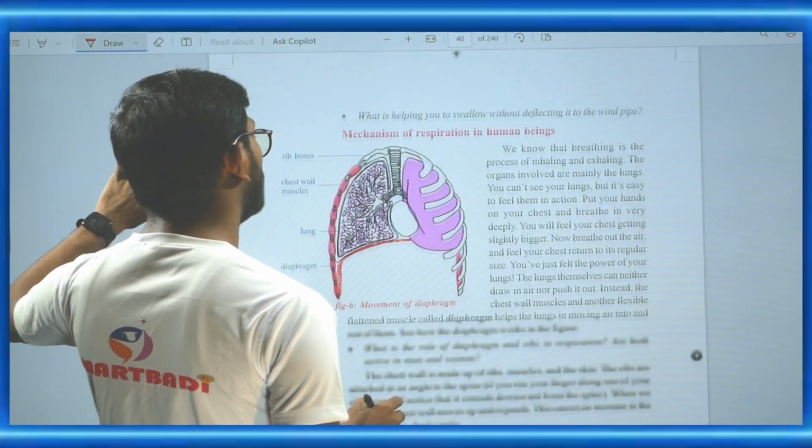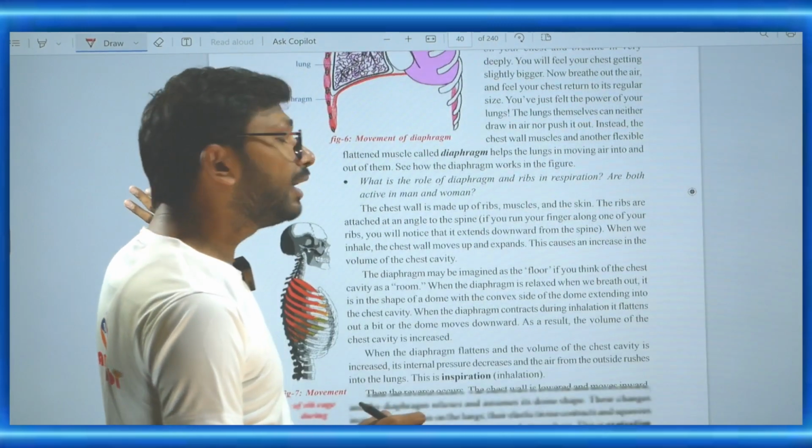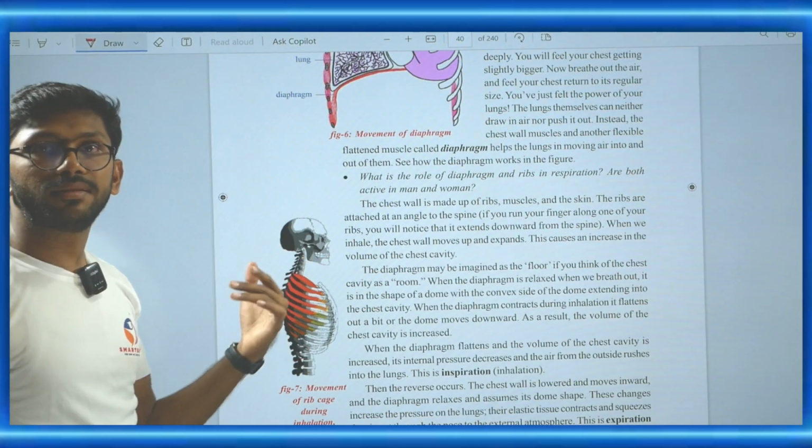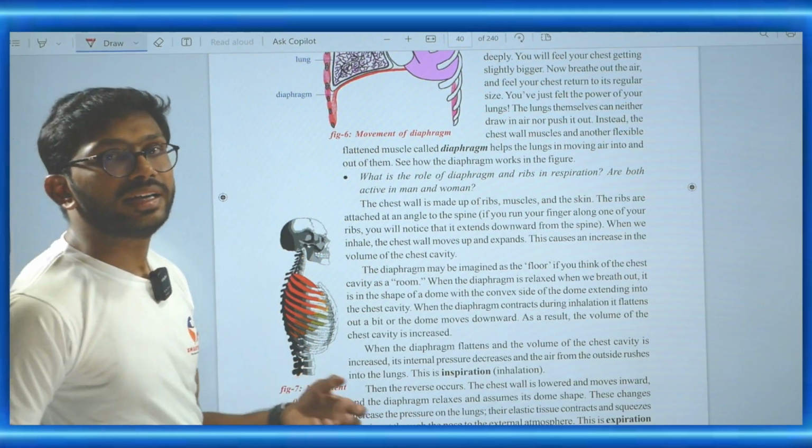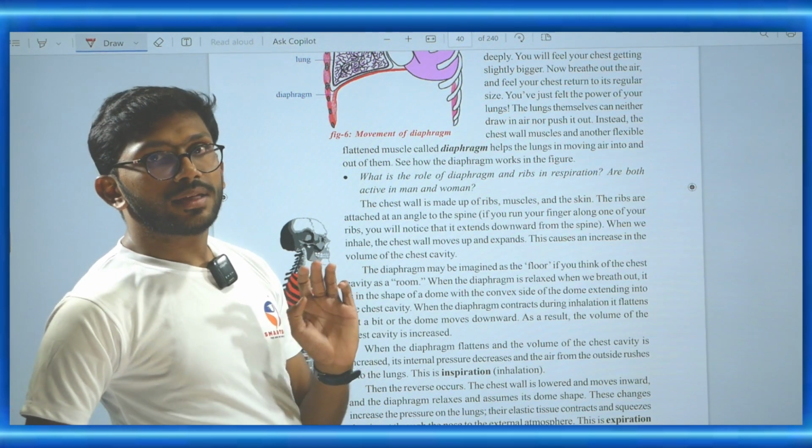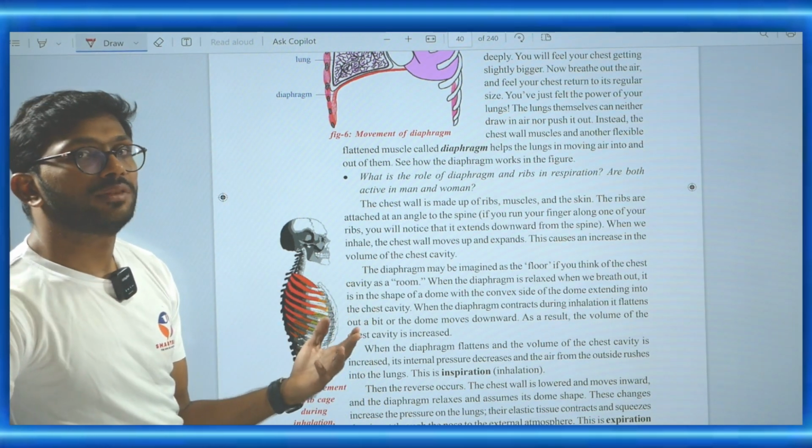And the next thing we have is about the mechanism of respiration and breathing. This is about inhalation and exhalation. Inhalation is nothing but intake of the gas, whereas exhalation is nothing but expiration of the gas.